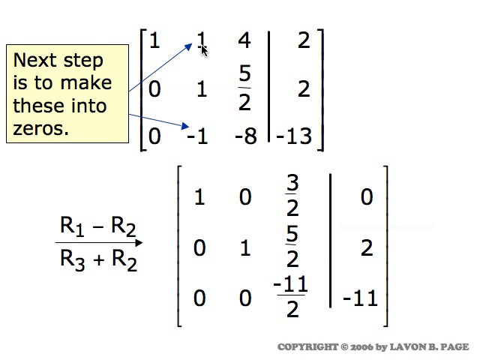We'll turn this 1 into a 0 by doing row 1 minus row 2. Row 1 minus row 2, 1 minus 0 becomes 1. 1 minus 1 becomes 0. 4 minus 5/2 is 8/2 minus 5/2, which is 3/2.